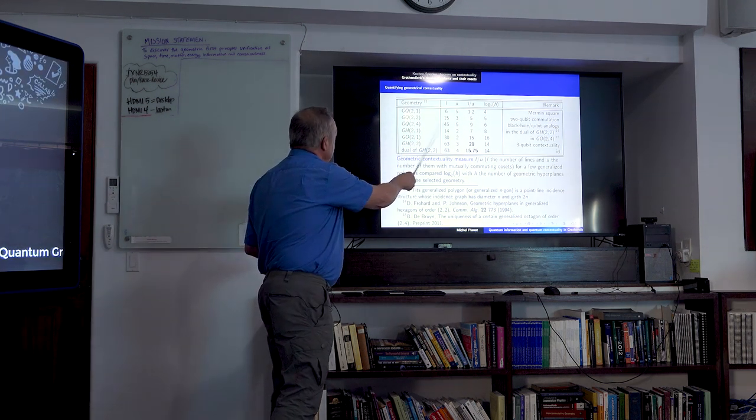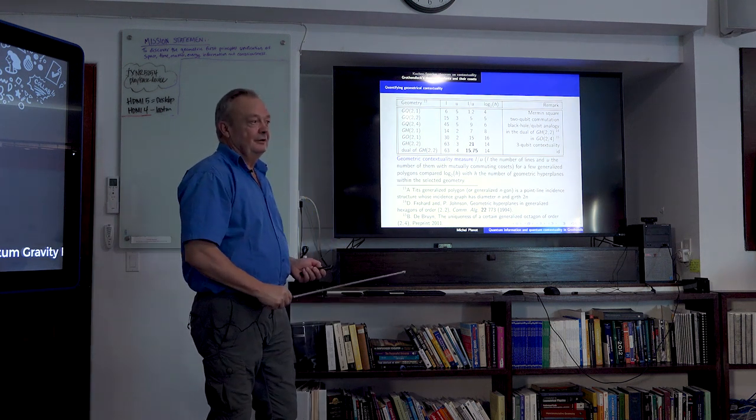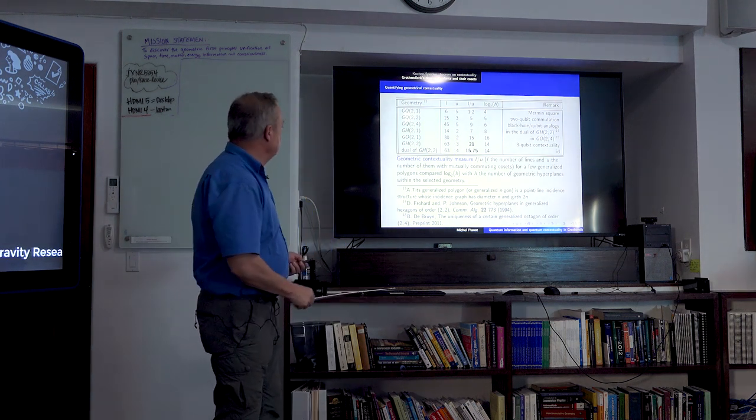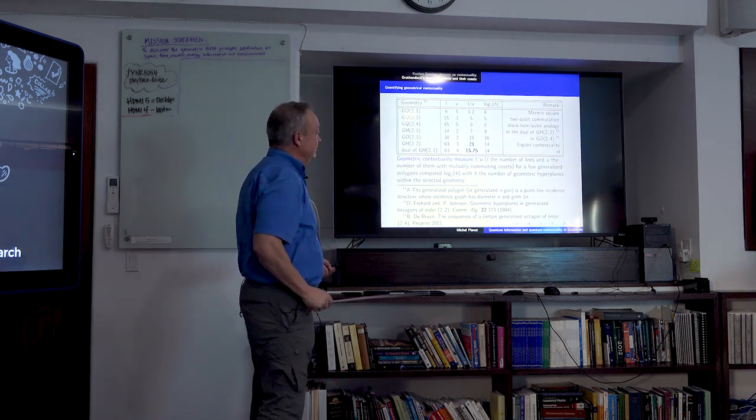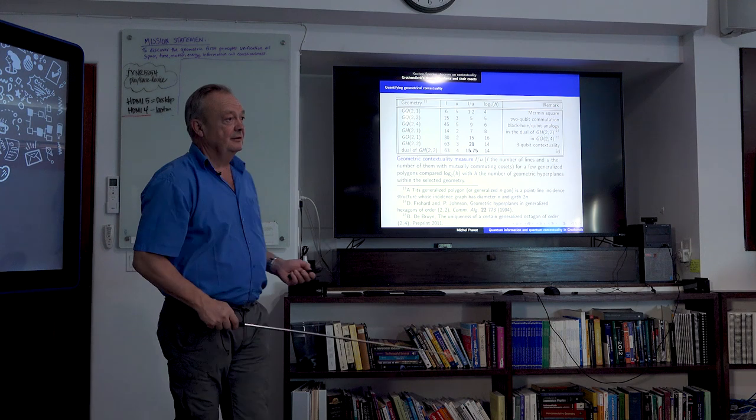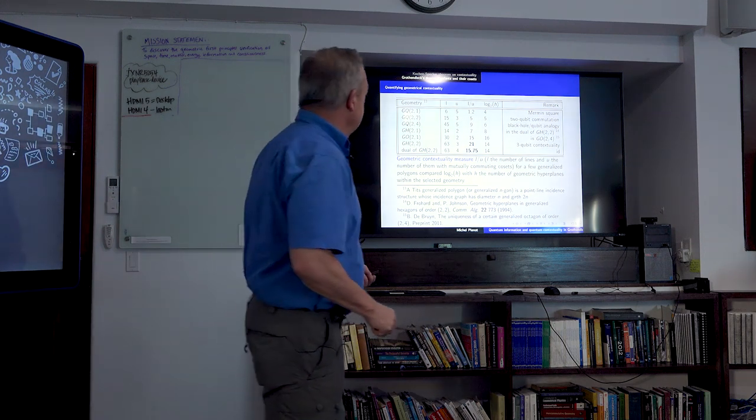So this has to do with the so-called black hole qubit correspondence that people are interested in. This object is also interesting, corresponds to 3-qubit contextuality. But how can you define the incompatibility of black hole in this geometry?